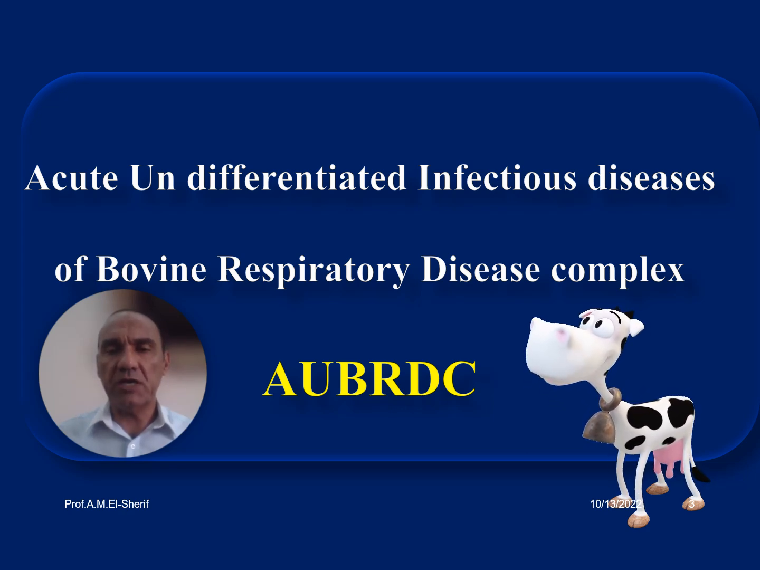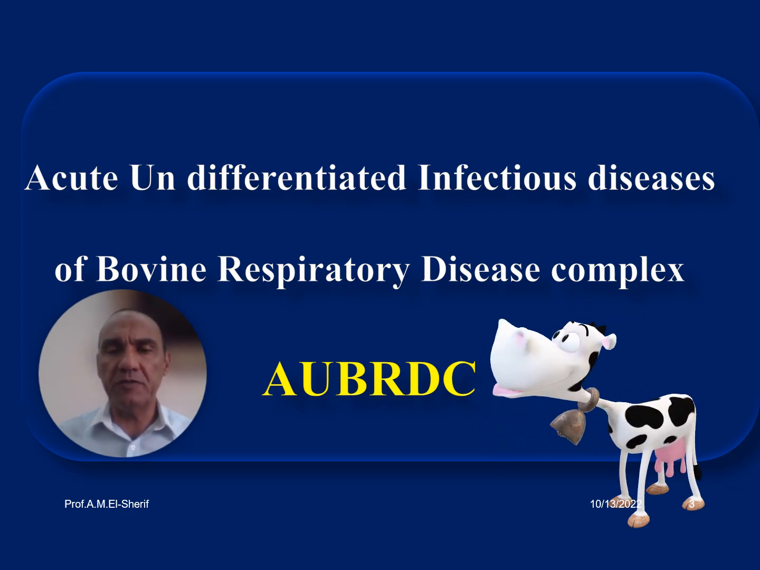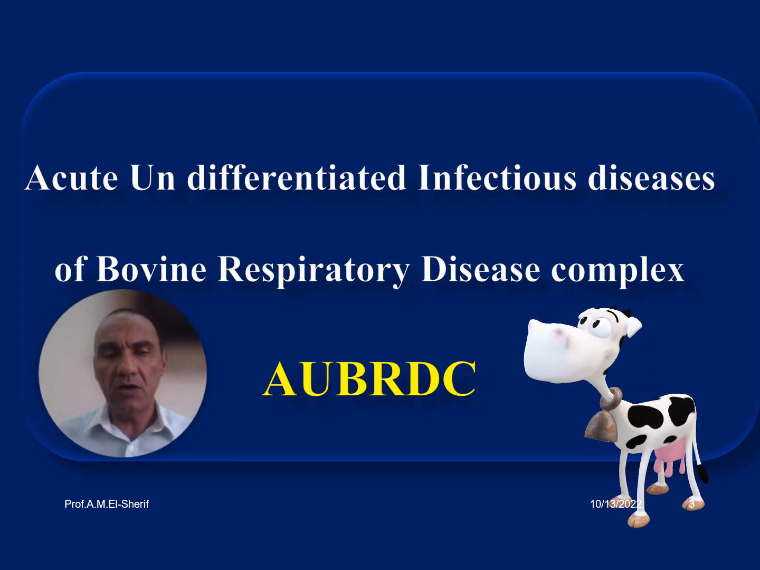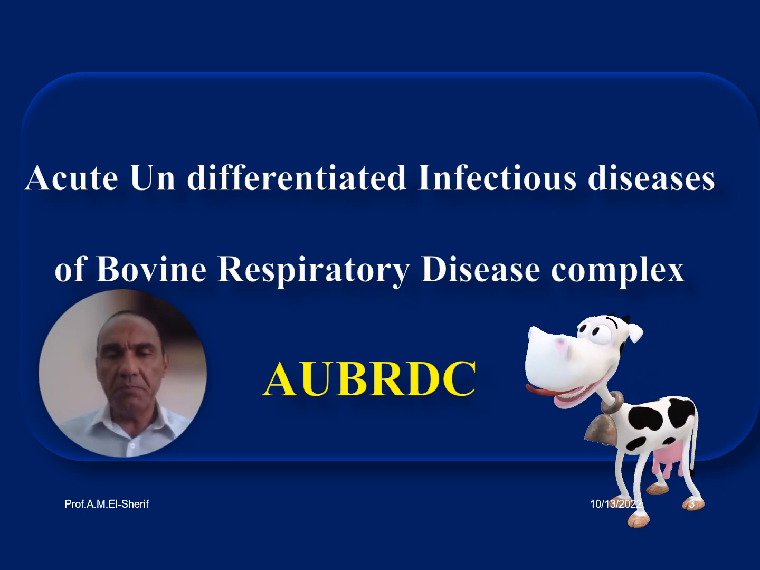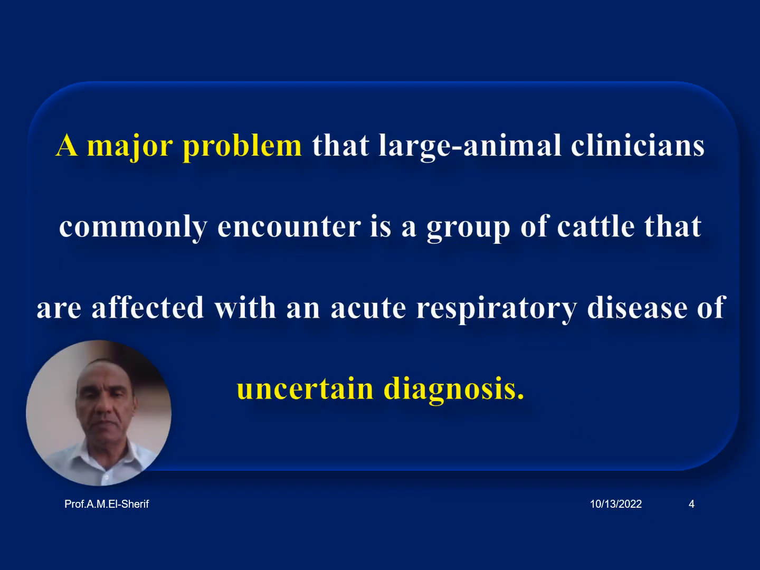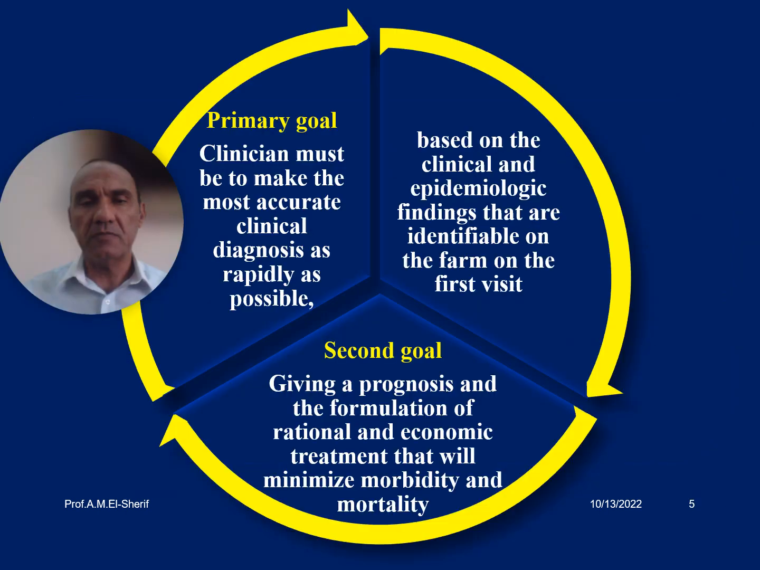Acute and differentiated infectious diseases of bovine respiratory disease complex, or AU-BRDC. A major problem that large animal clinicians commonly encounter is a group of cattle that are affected with an acute respiratory disease of uncertain diagnosis.